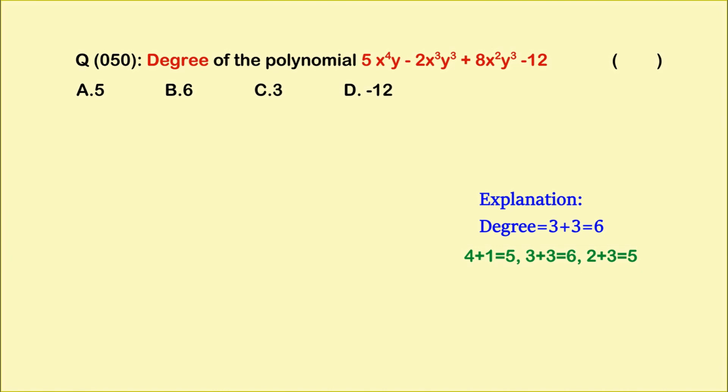The degree of the first term is 4 plus 1, that is 5, and the degree of the second term is 3 plus 3, that is 6, and the degree of the third term is 2 plus 3, that is 5, and the degree of the fourth term is 0. So you can say 6 is the highest exponent in the polynomial. So we can say option B, 6, is the right answer.